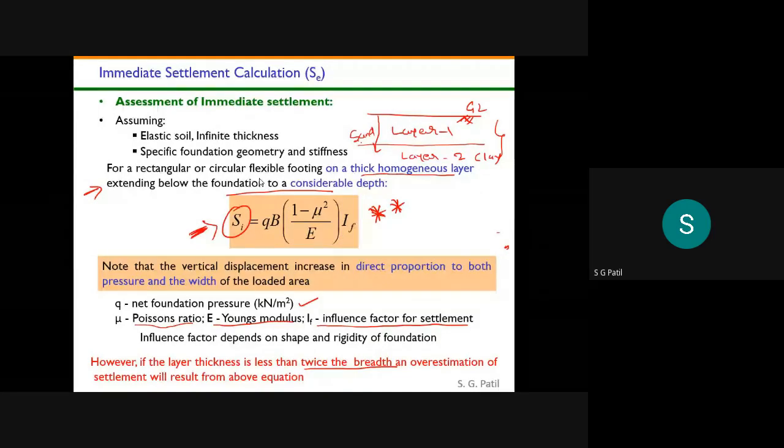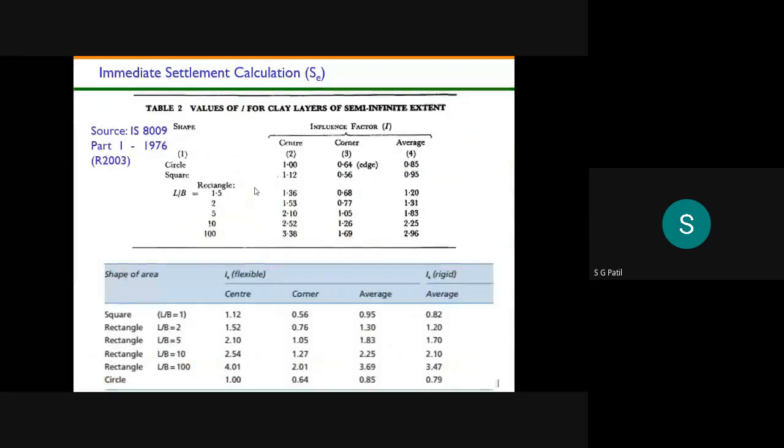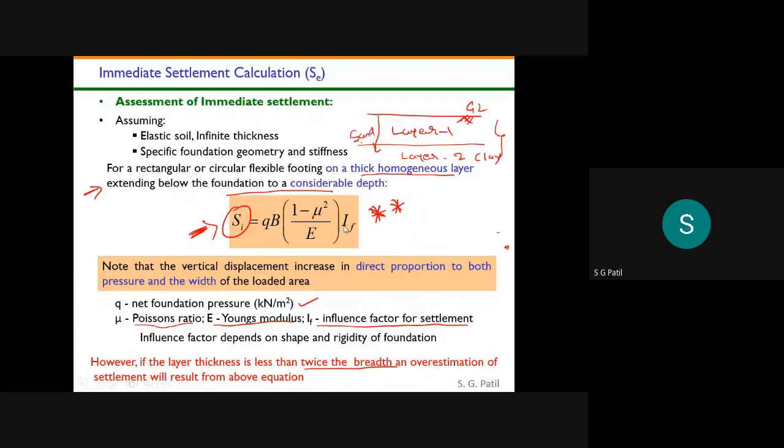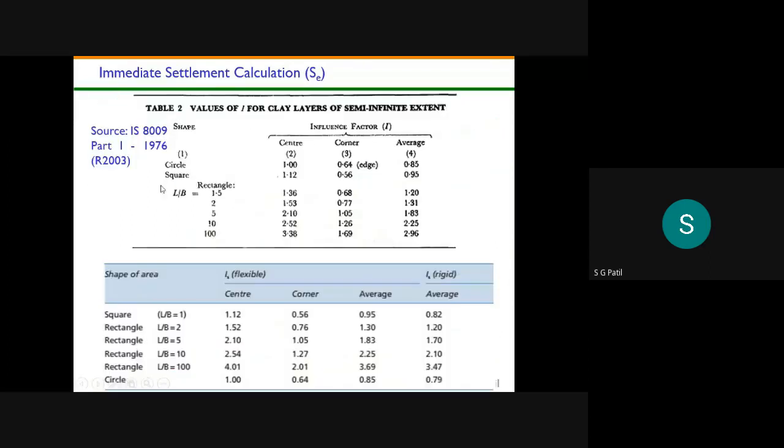Understood? Okay. So see, this influence factor, this IF, is a function of the shape of your footing, that is L by B. So for your influence factor, see, a table is there. This table is taken from IS 8009. In that IS code, they have given these influence factor values.